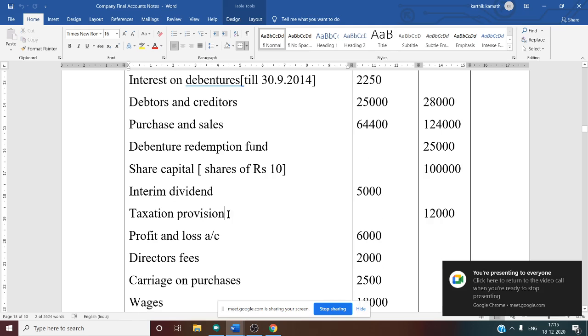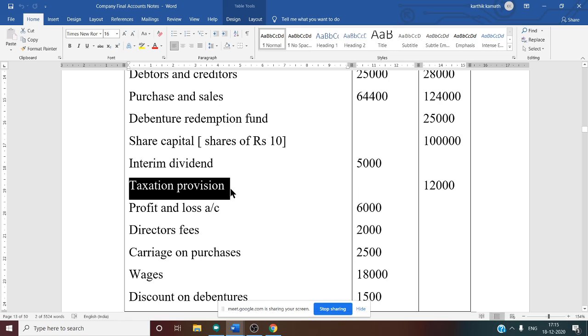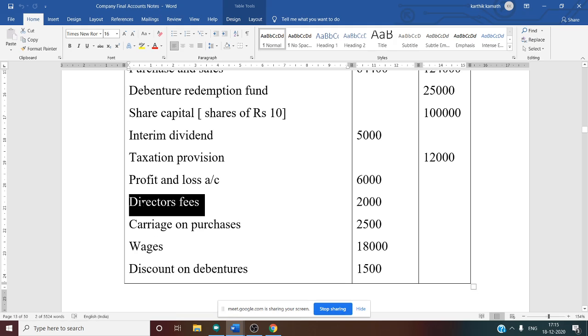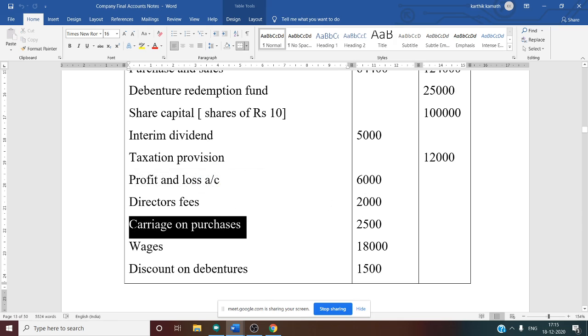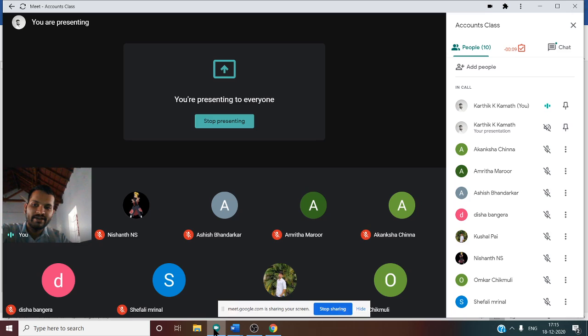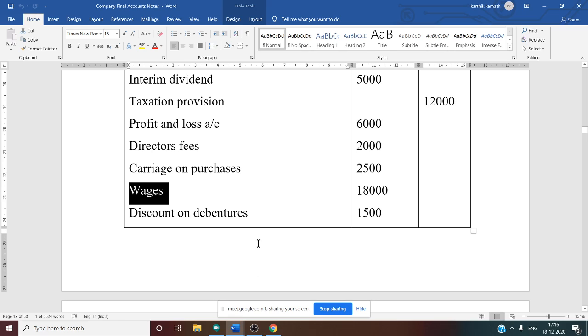Taxation provision is an adjustment item that we have to see. In the last class we discussed this adjustment. Then profit and loss account, working note number 2, that is general reserve and surplus. Then director fee, other income. Director fee is given on the debit side, so other expenses, not other income, other expenses. Other expenses, working note number 30, the last P&L working note. Carriage on purchases, again other expenses. Wages is employee benefit expenses, working note number 27, P&L.